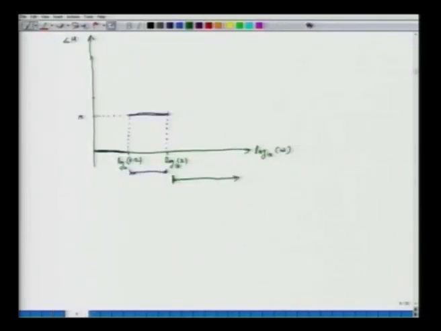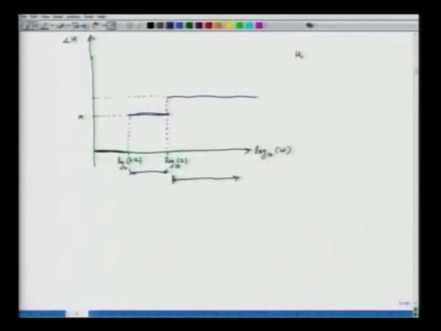So, for this range the phase response is 3 pi over 2. Once again I have a horizontal line and it extends to infinity, and that is my phase response curve, my Bode phase curve for a transfer function, which is again a product of 3 individual transfer functions H1, H2 and H3.